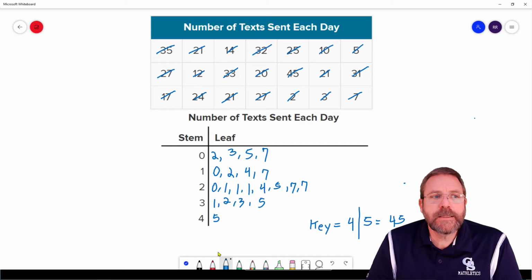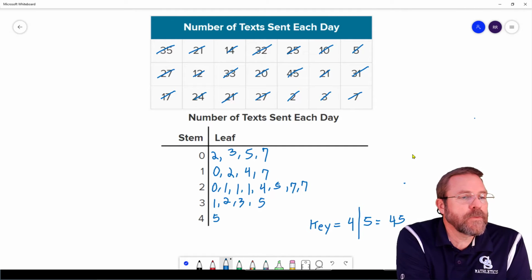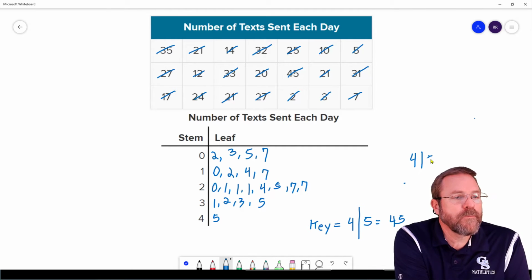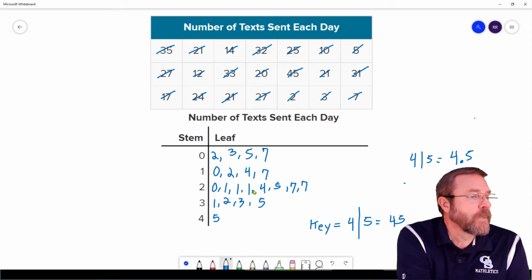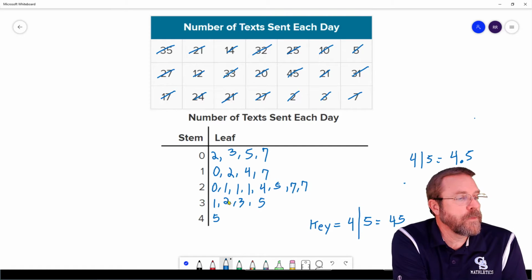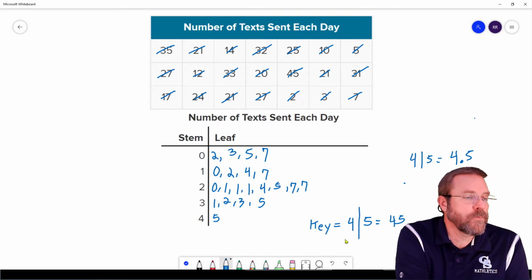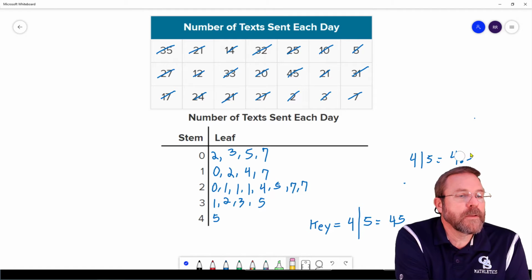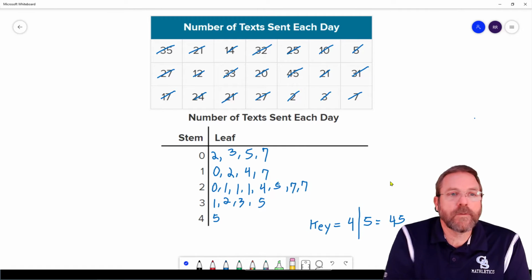And the reason that key is important is I could do something like this. 4 bar 5 is equal to 4.5, which would totally change everything, because then I'd have 3.1, 3.2, 3.3, and so on. But that does not really apply to the problem we're working right here.